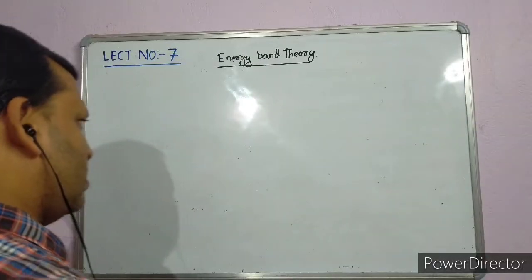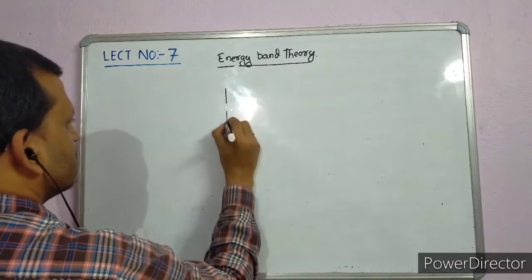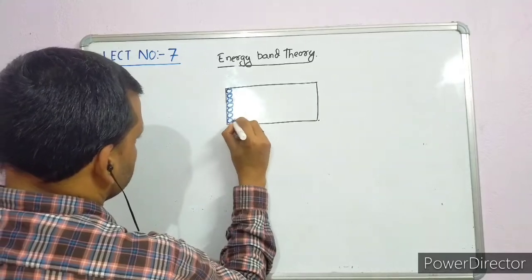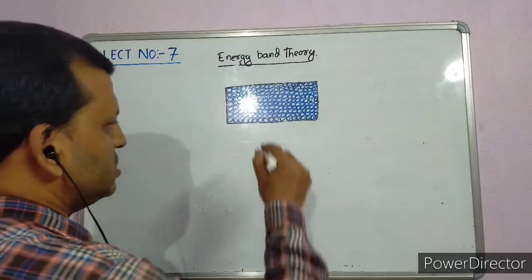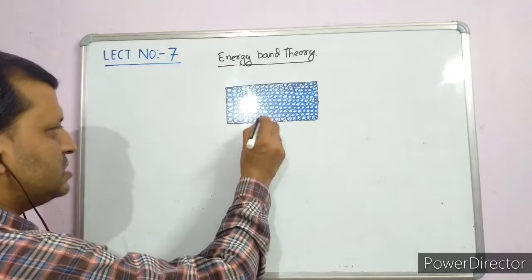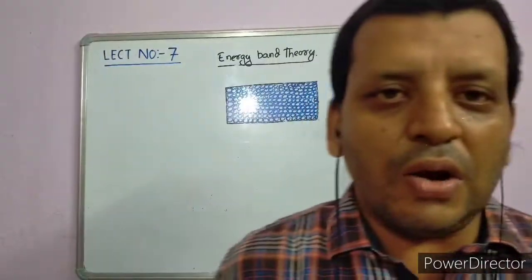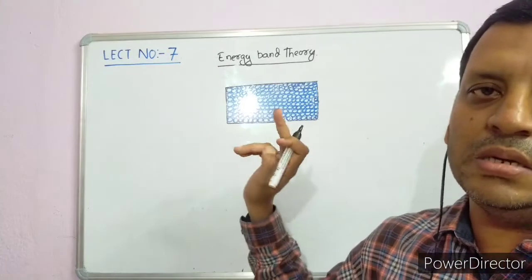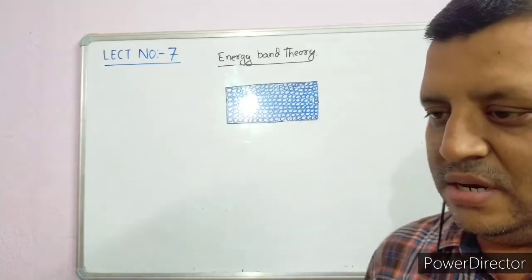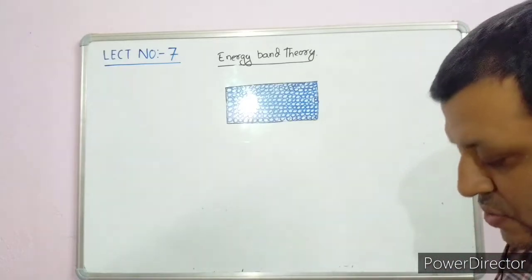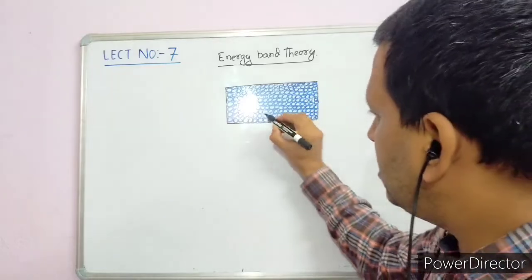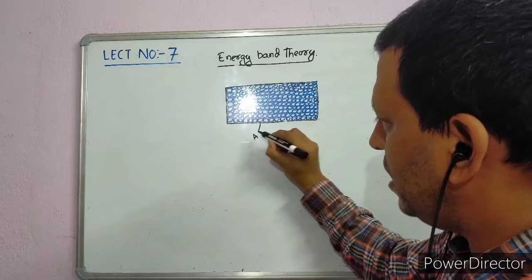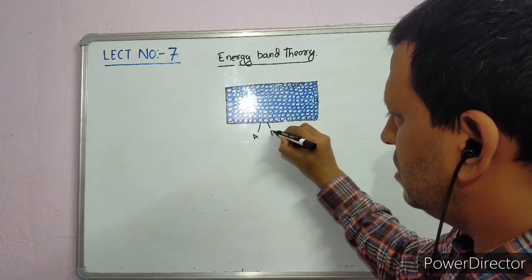Let us consider any solid. This is a solid which consists of a number of closely packed atoms. All these atoms are quite closely packed, as you can see over here. Let us assume any two neighboring atoms. Let me say this is my atom A, this is my atom B.